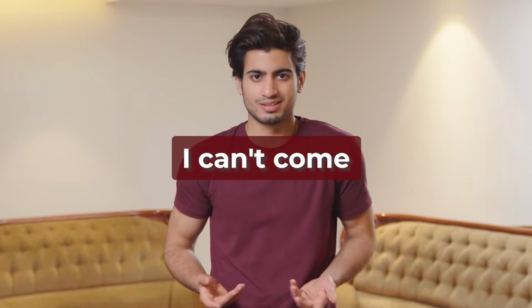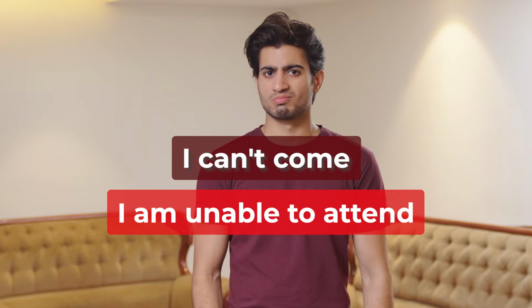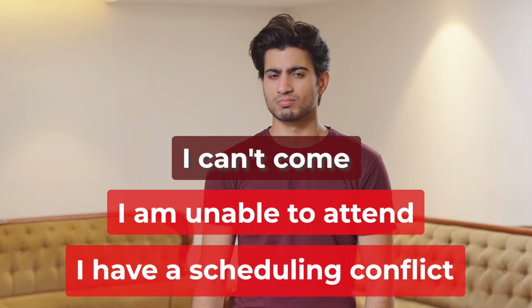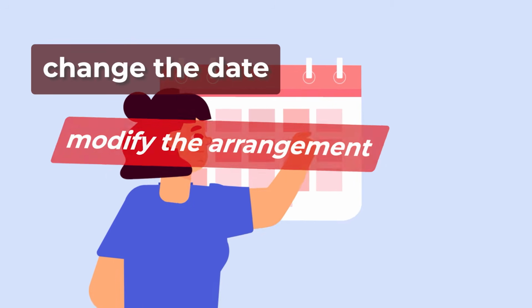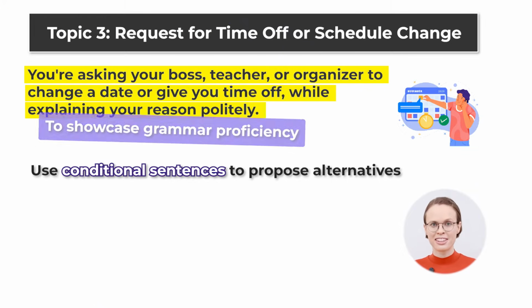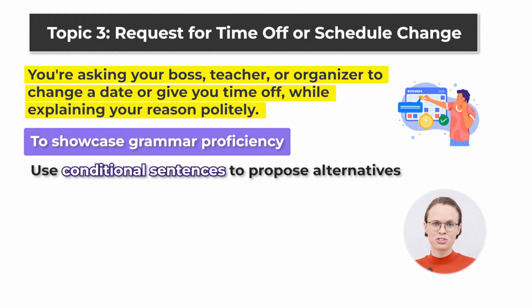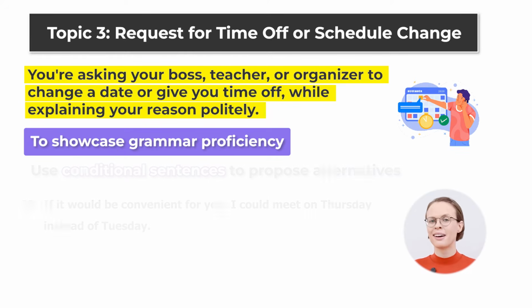Instead of writing, I can't come, use more professional alternatives like I am unable to attend or I have a scheduling conflict. Replace change the date with modify the arrangement or postpone the meeting. To showcase grammar proficiency, use conditional sentences to propose alternatives. For instance, if it would be convenient for you, I could meet on Thursday instead of Tuesday.